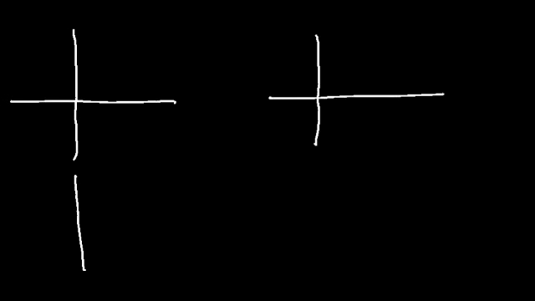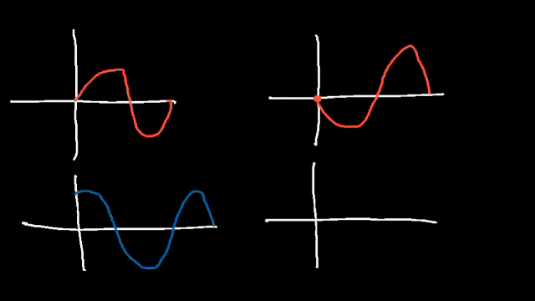There's 4 functions that you need to know. So it can start at the equilibrium position and go up with positive velocity, or it can go down with negative velocity, starting from the equilibrium position. Or it could start from the top, or it could start from the bottom.